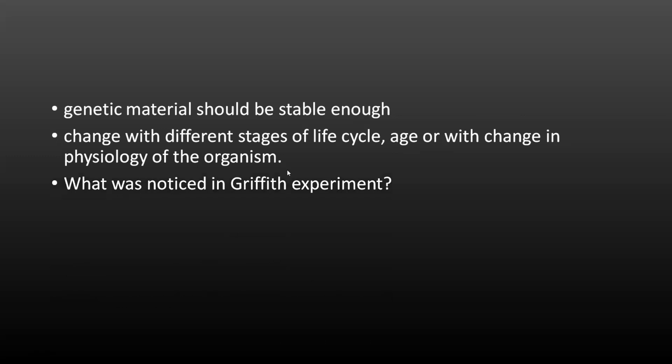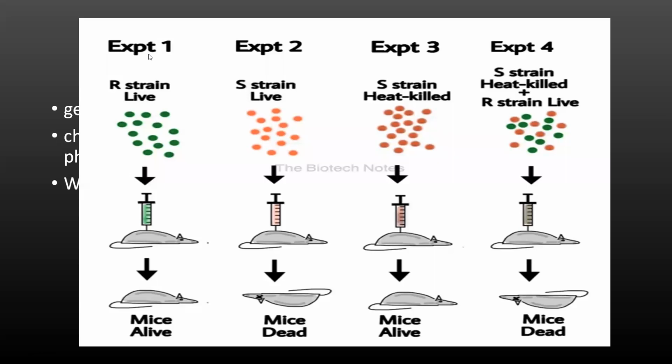Okay. What was noticed in Griffith's experiment? This was Griffith's experiment. He took live S strain, the mice died. He took live R strain, the mice was alive. He used heat-killed S strain, the mice is alive. But when this heat-killed S strain was mixed with R strain and then injected, the mice died. So what must have been kept safe in this heat-killed S strain?